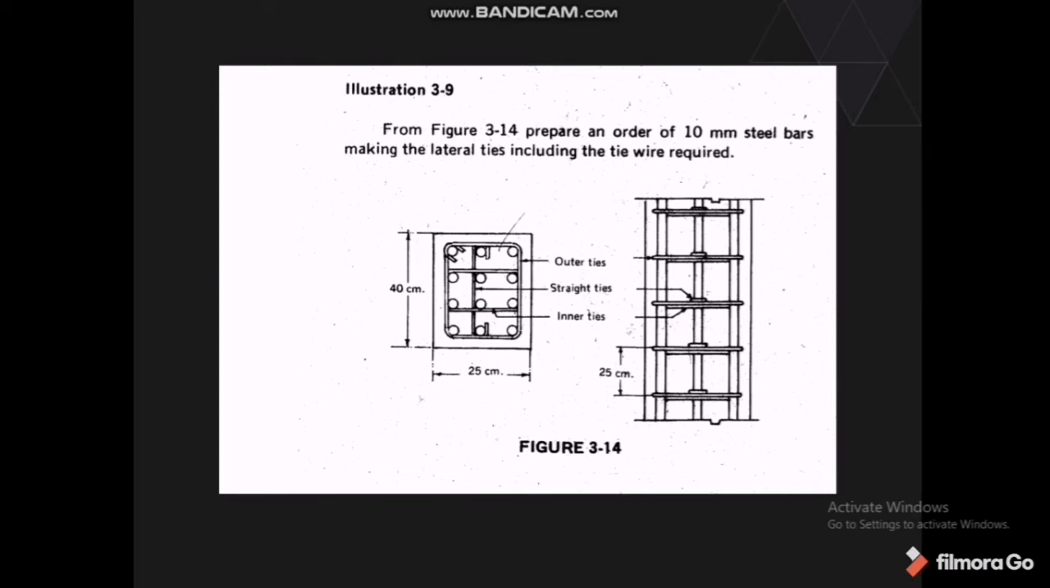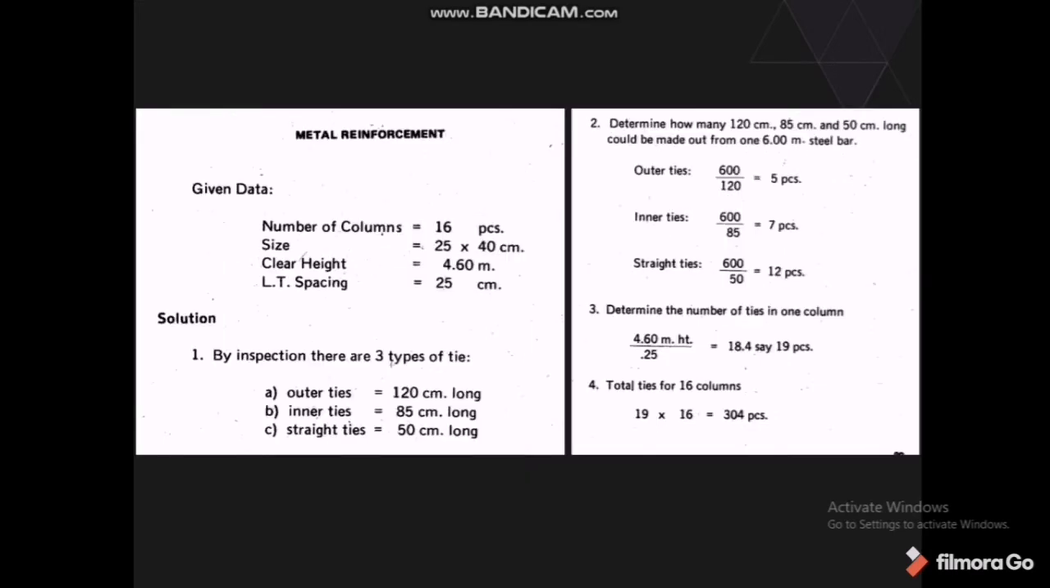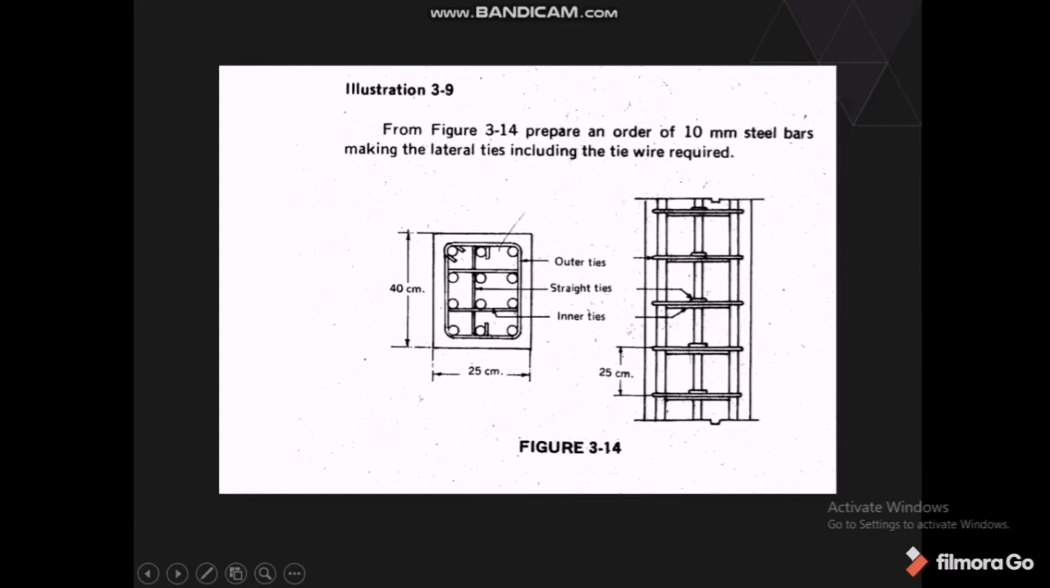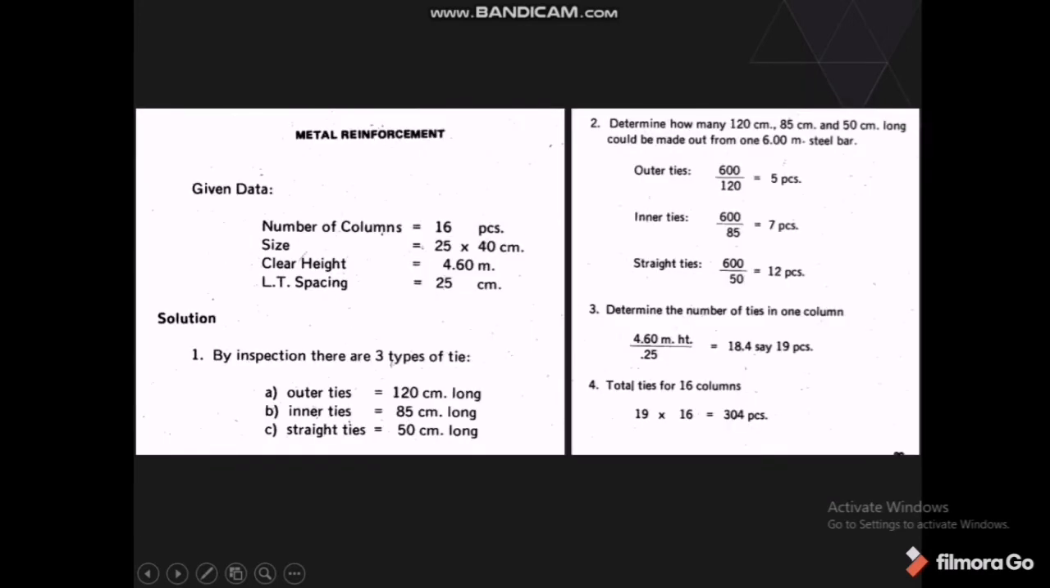So for the solution and process, the given data is the number of columns. There are 60 columns and the size is 25 by 40 centimeter. Then the clear height is 4.6 meters and the lateral spacing is 25 centimeter.